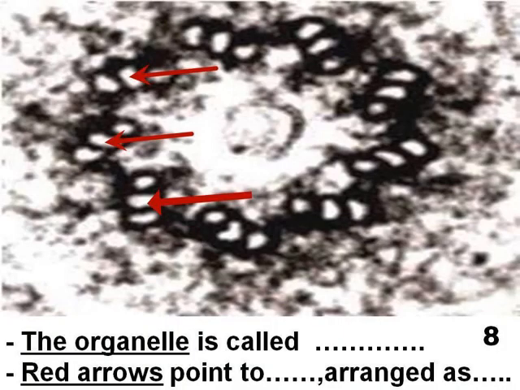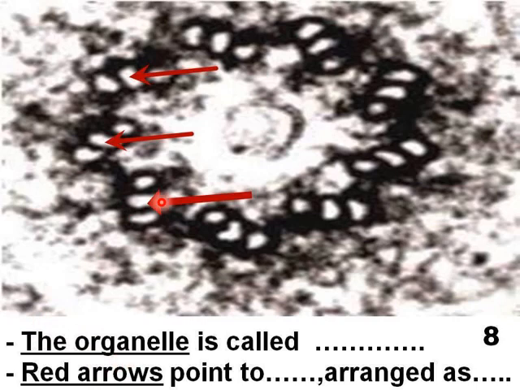This, dear students, is an EM picture of a centriole, from which you know the 9 triplets of microtubules. The red arrow is the microtubule, and these are the 9 triplets of microtubules, the visible feature of the centriole. The centriole is an important non-membranous organelle, important for cell division, stained with iron hematoxylin.